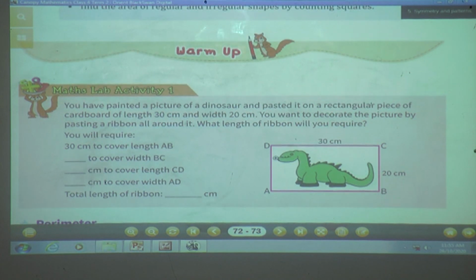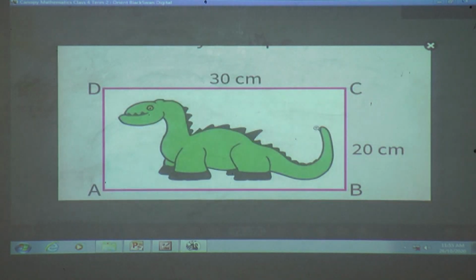Now see this activity. You have painted a picture of a dinosaur and pasted it on a rectangle piece of cardboard of length 30 cm and width 20 cm. You want to decorate the picture by pasting a ribbon all around it. What length of ribbon will you require?